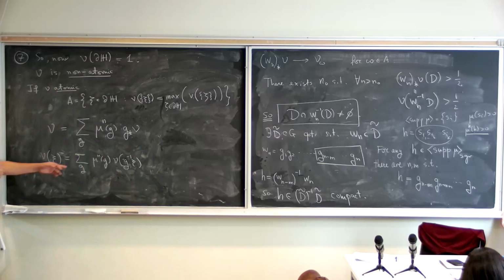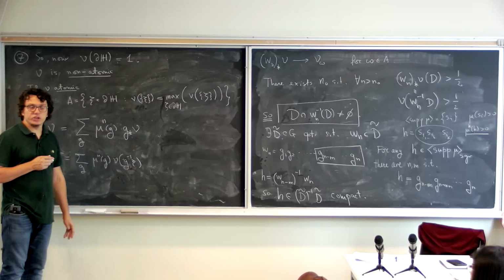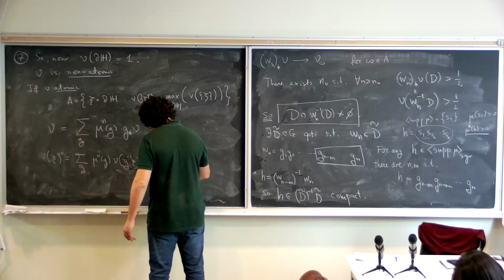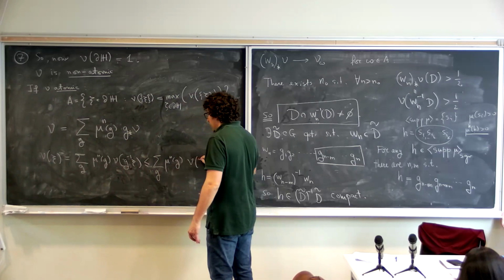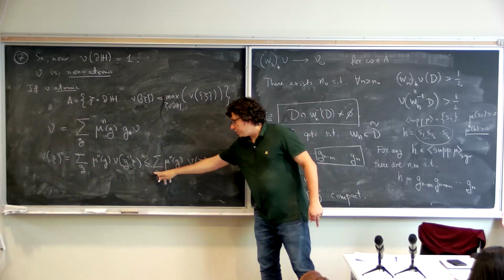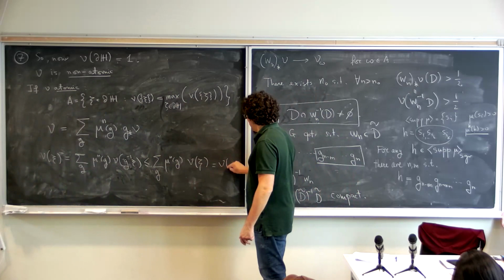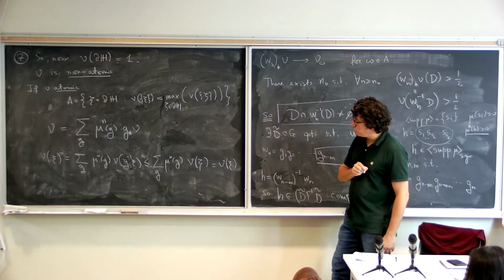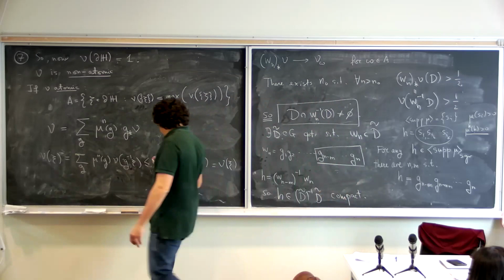Right, so this is a singleton, and so it has to have measure less or equal the original one. So this is less or equal than the sum of mu n g nu of psi. But then this is a probability measure, so you get nu of psi. It's a classic argument, very, very useful. So now this tells us that indeed we have to have equality here.